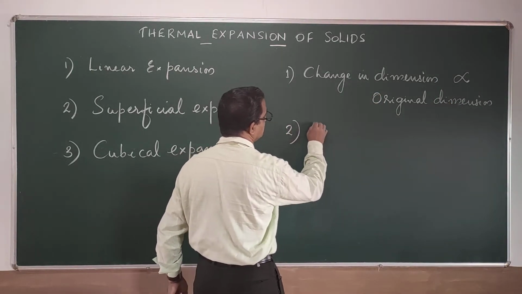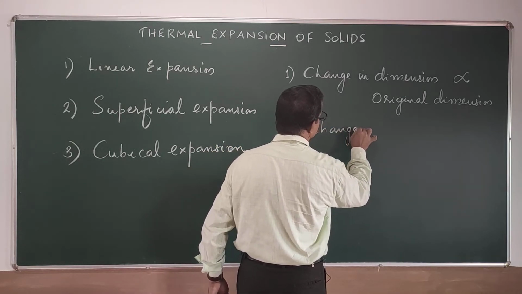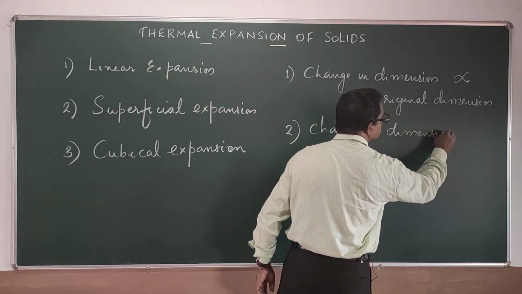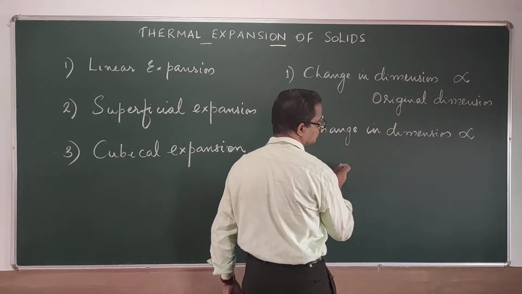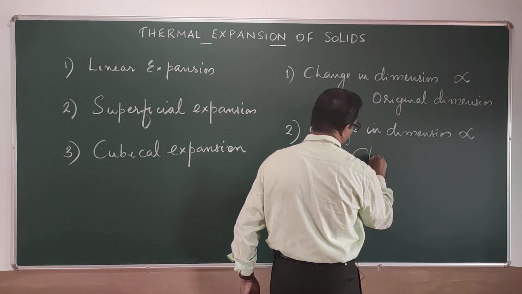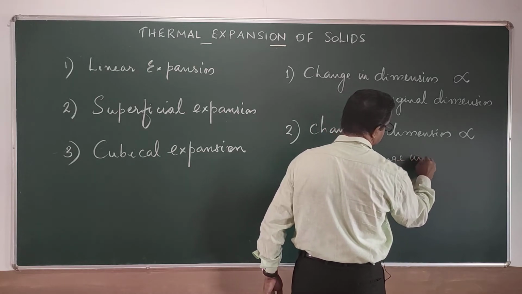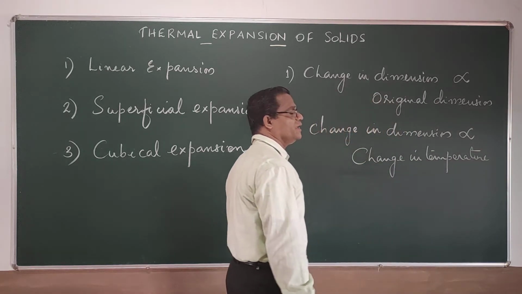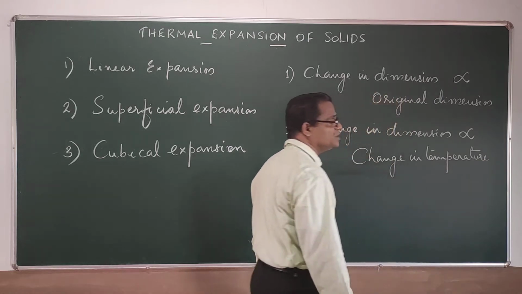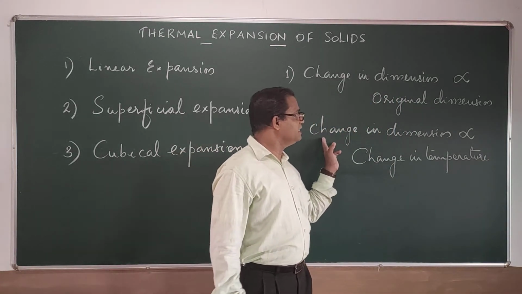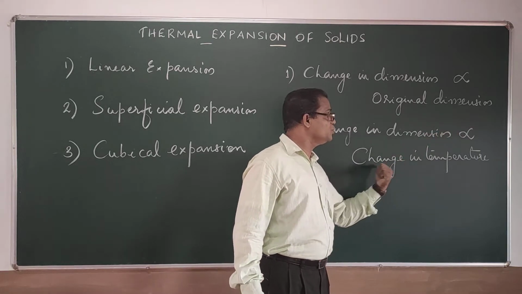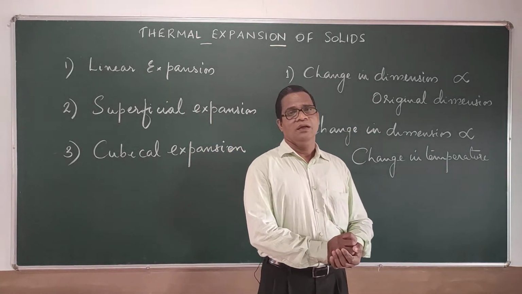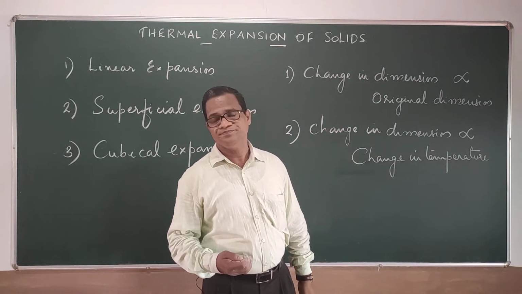And the second one, the change in dimension is directly proportional to the change in temperature of the body. So if I say increase in dimension, then it is directly proportional to the increase in temperature of the body. So these are the two conclusions we can get from the experiment.